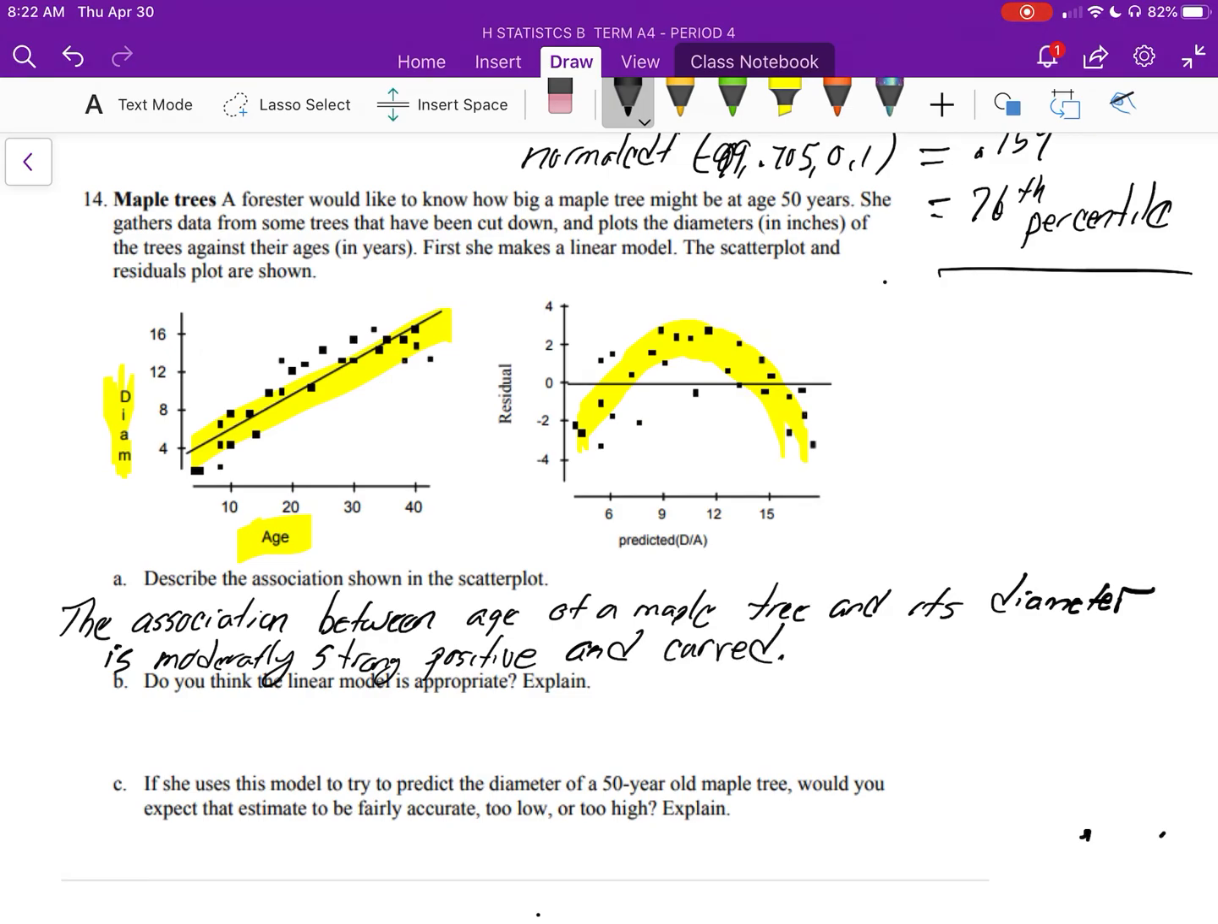So that's why we're going to say it's not a great model. So do we think it's a good model? Sorry about that beeping here. There's a trash truck outside. So do you think the model is appropriate? In this case, I would probably say no, because there's a curve in the residuals.